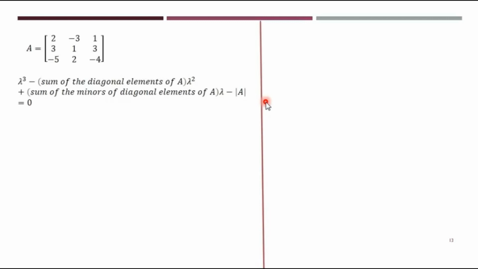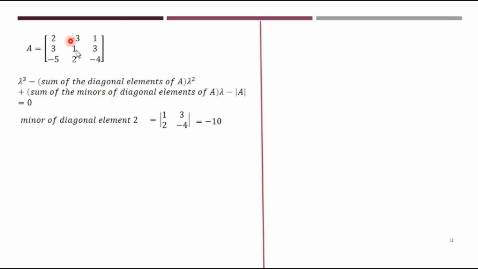So just tell me what will be the minor of the diagonal element 2? What will be the minor of the first diagonal element 2? 2 कौन सी पोजीशन पे है? फर्स्ट रो फर्स्ट कॉलम. तो हमें फर्स्ट रो छोड़ना है, फर्स्ट कॉलम छोड़ना है, द रिमेनिंग डिटर्मिनेंट. What is the value? Minus 10. That is minus 10.